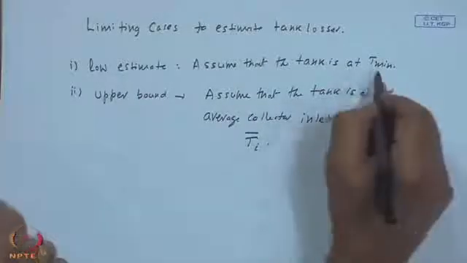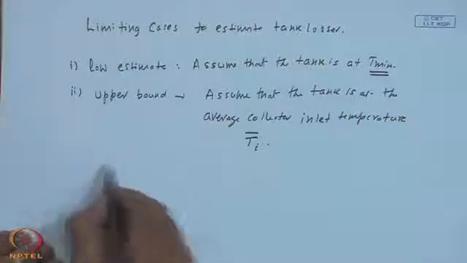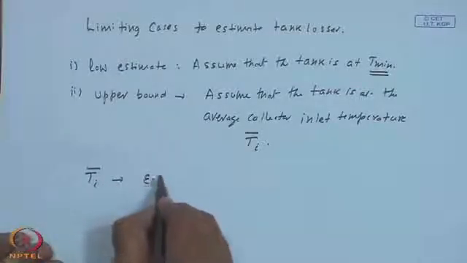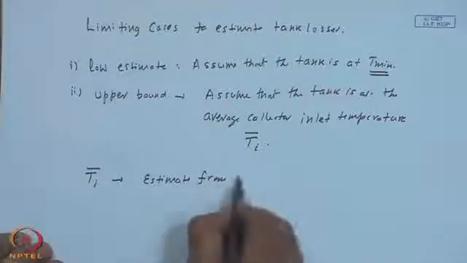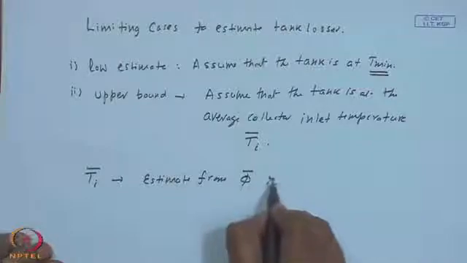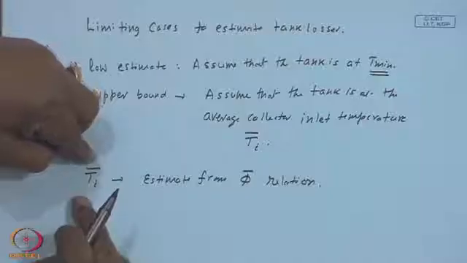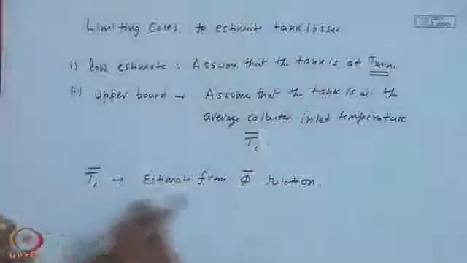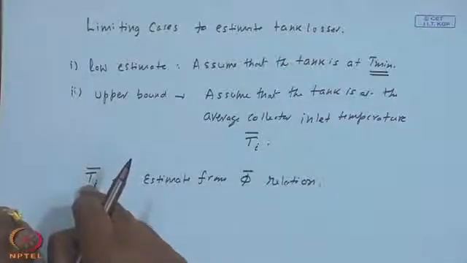Now, this T minimum is no problem, this is known, is specified. This T I bar I will estimate from the phibar relation. Since this corresponds to an inlet temperature of the collector, based upon this inlet temperature there is a certain utilizability phibar, and if there is a certain utilizability, what is the T I bar temperature.